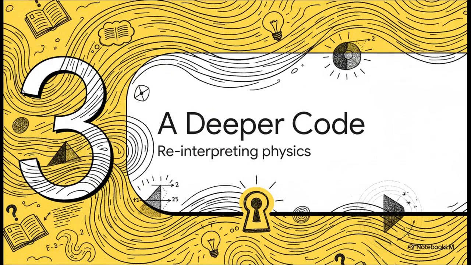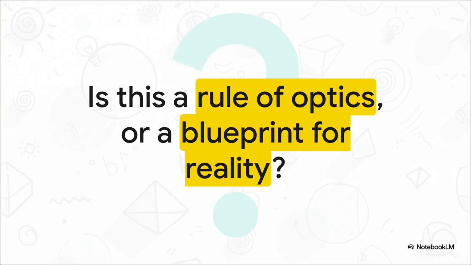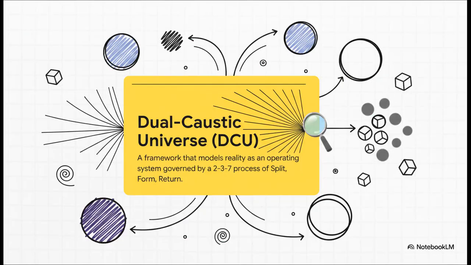Okay, so the physics makes sense, but this is where our source material comes in and asks a really compelling question. What if this transition from a local, specific shape to a universal, original source reveals some kind of fundamental operating system for how everything works, how things come into being, change, and eventually return to where they started? So the source we're looking at proposes this framework called the dual caustic universe, or DCU for short. And it suggests that this whole shadow thing isn't just some random quirk of optics. No, it's a real-world physical demonstration of a universal process that it calls 237. You can almost think of it like a cosmic operating system.